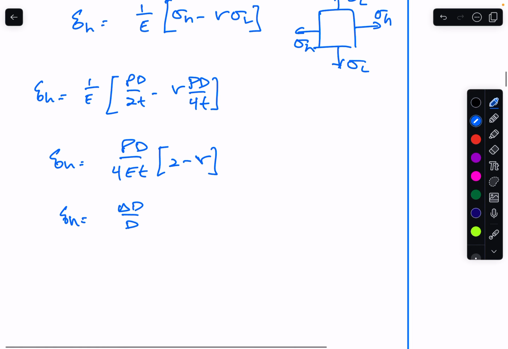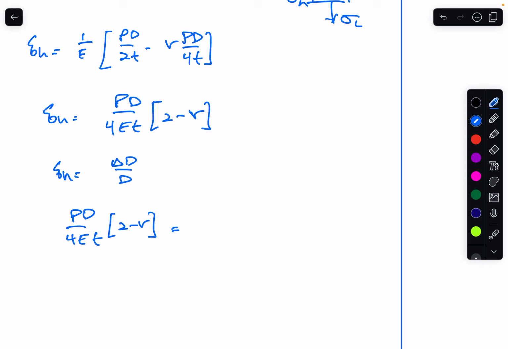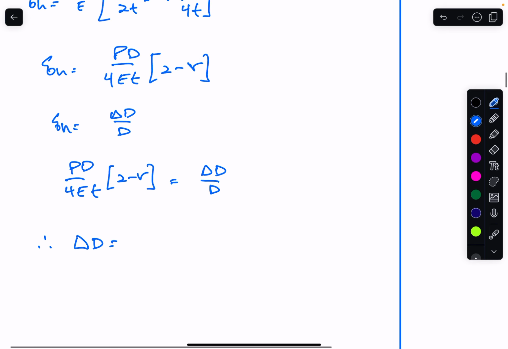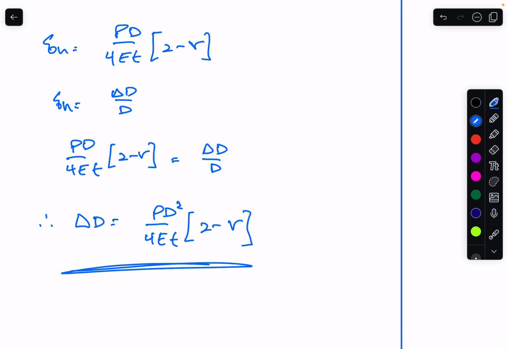So we could say it is equal to, right, so we could actually determine now the change in diameter of a pressure vessel, which is PD squared on... So there's no need to memorize these formulas, you could just derive it when you need it.